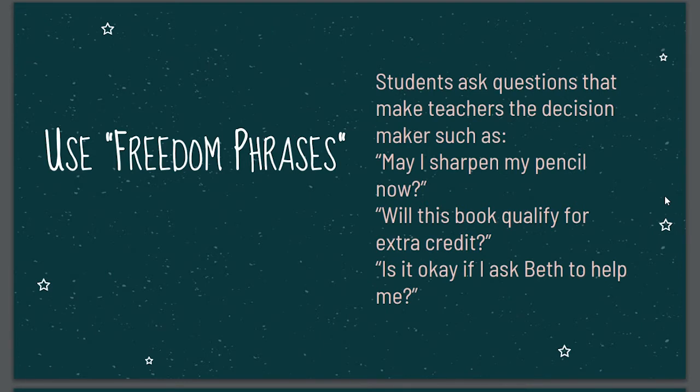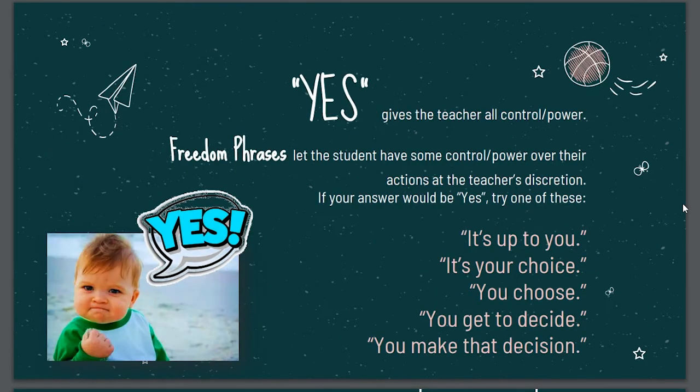All right. Another thing that I think is really effective and impactful in the classroom is what I refer to as freedom phrases. So they would maybe ask questions that have you make the decision about whether they should do what they're doing or not. Some examples would be, "May I sharpen my pencil now?" "Will this book qualify for extra credit?" "Is it okay if I ask Beth to help me?" When you say yes to a student, even though you think that's what they want to hear, that actually gives you as a teacher all the control and power, all right? And that's not necessarily ultimately what's best for the student.